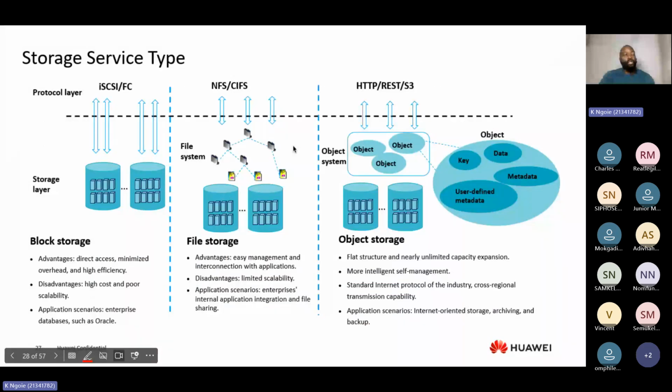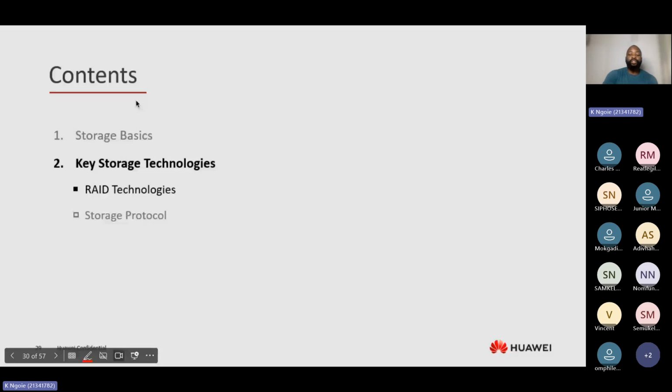Okay, so this and the connection that is used, the protocol that is used for the connection for this one, we had the HBA and the Fibre Channel, FC.